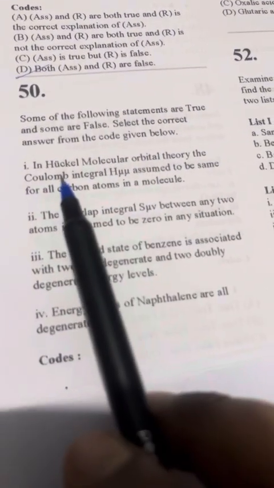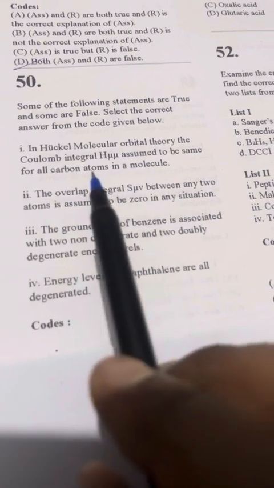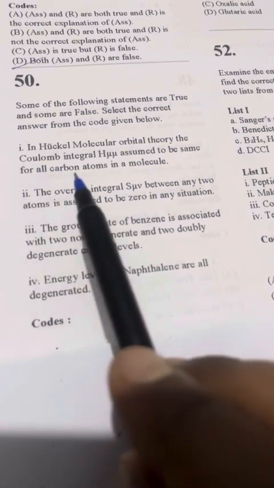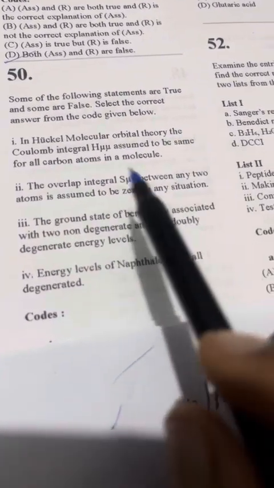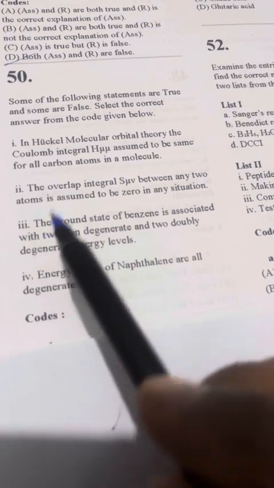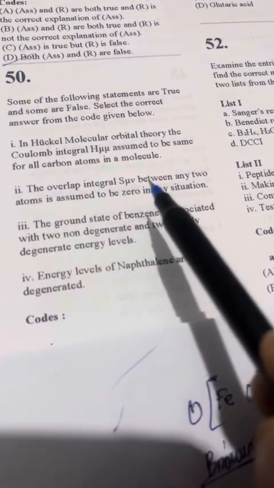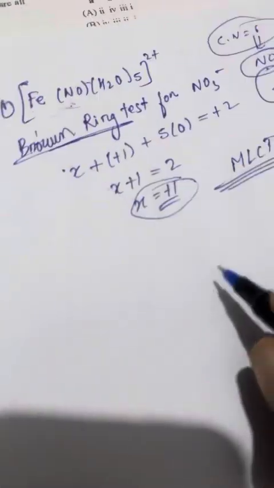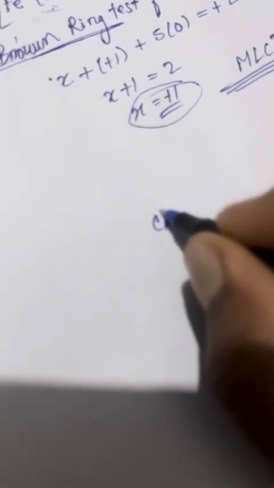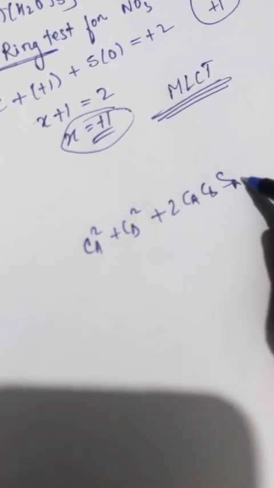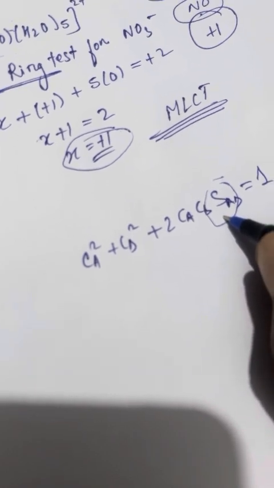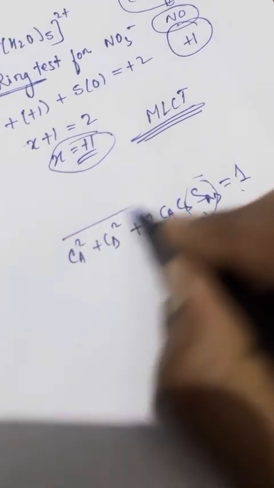Next, question 50. This is from quantum. In the Huckel molecular theory, the Coulombic integral is assumed to be the same for all the carbon atoms in a molecule. This is true. Even if you don't know this, you can solve it from the others too. The overlap integral between any two atoms is assumed to be 0 in any situation. You know the one formula: Ca square plus Cb square plus twice Ca Cb Sab equal to 1. This Sab is the overlap integral, therefore it cannot be 0.